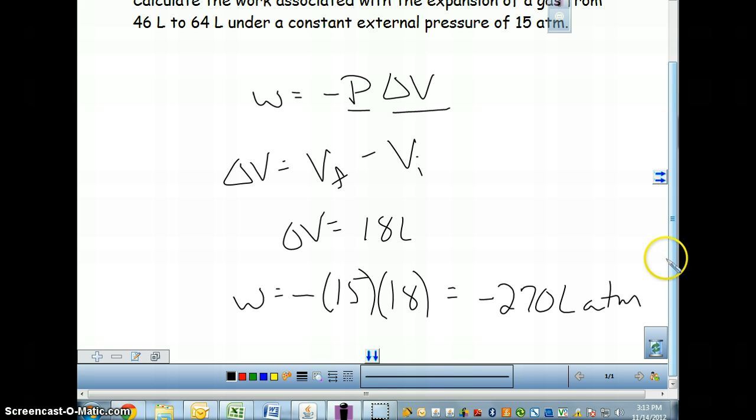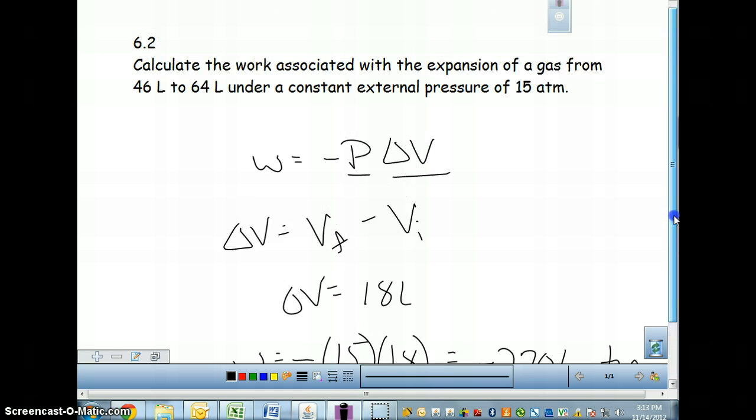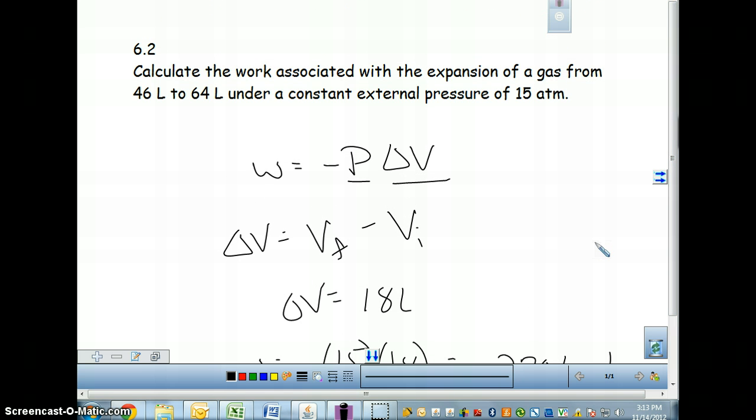Now, this is an expanding gas. When a gas expands, if you were to think of a balloon expanding, you could put something on top of the balloon, and when it expands, it will get pushed up. If something gets pushed by the gas, that means that the gas is doing something. The gas is doing work.